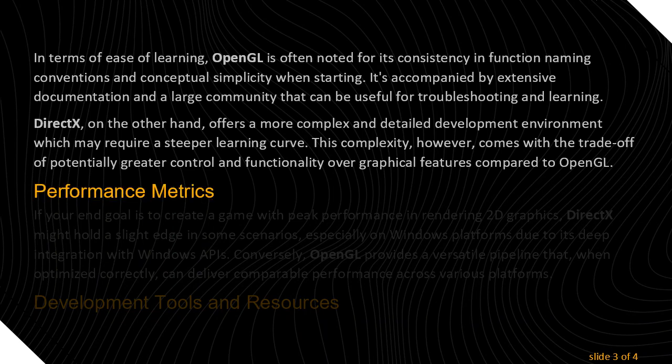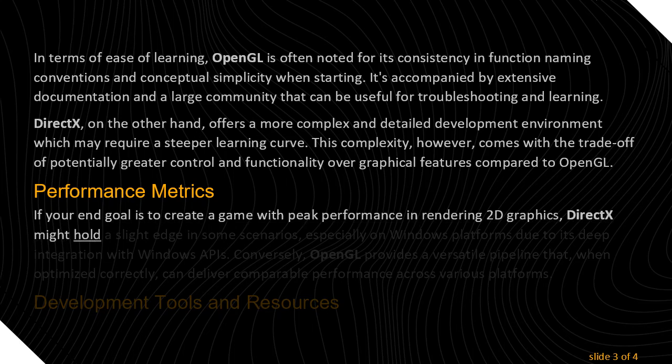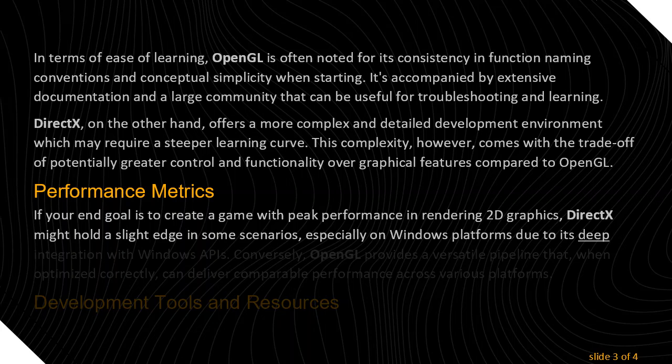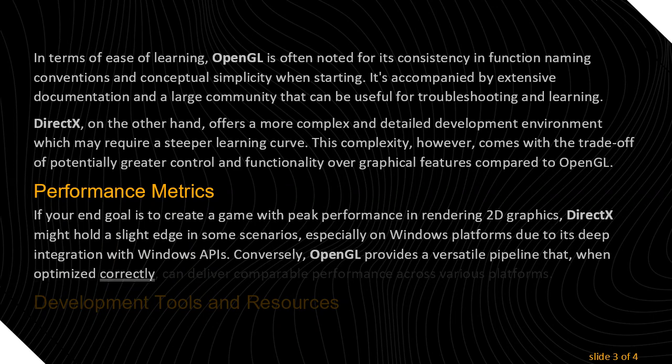Performance metrics. If your end goal is to create a game with peak performance in rendering 2D graphics, DirectX might hold a slight edge in some scenarios, especially on Windows platforms due to its deep integration with Windows APIs. Conversely, OpenGL provides a versatile pipeline that, when optimized correctly, can deliver comparable performance across various platforms.